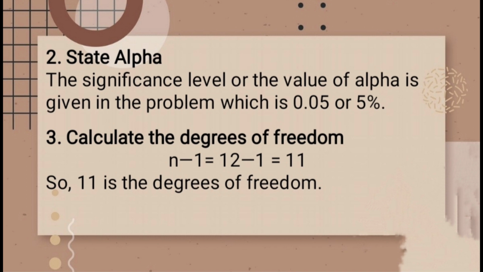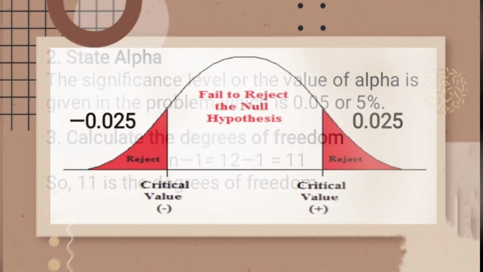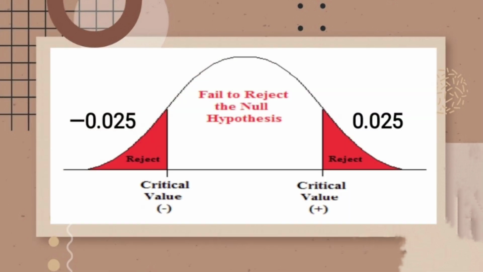Third stage, calculate the degrees of freedom. We need to use the value of n minus 1. We have 12 minus 1 is equal to 11. So our degrees of freedom is 11. Also, for our critical value, we are using t-distribution and two-tailed test. So the shaded region would be 2, which is the left and right. In the left side, it is negative 0.025, and in the right side, it is positive 0.025.